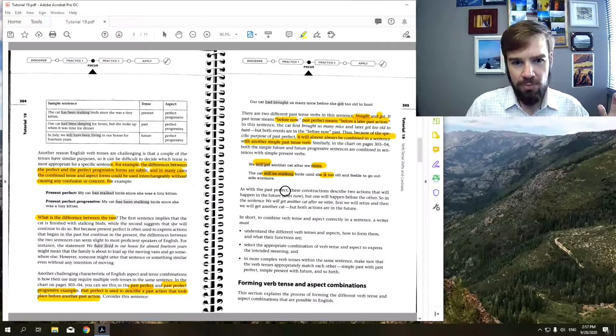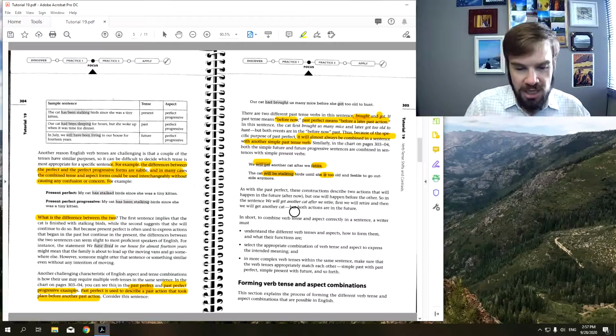As with the past perfect, these constructions describe two actions that will happen in the future after now, but one will happen before the other. So in the sentence, we will get another cat after we retire. First we will retire, then we will get another cat, but both actions are in the future.